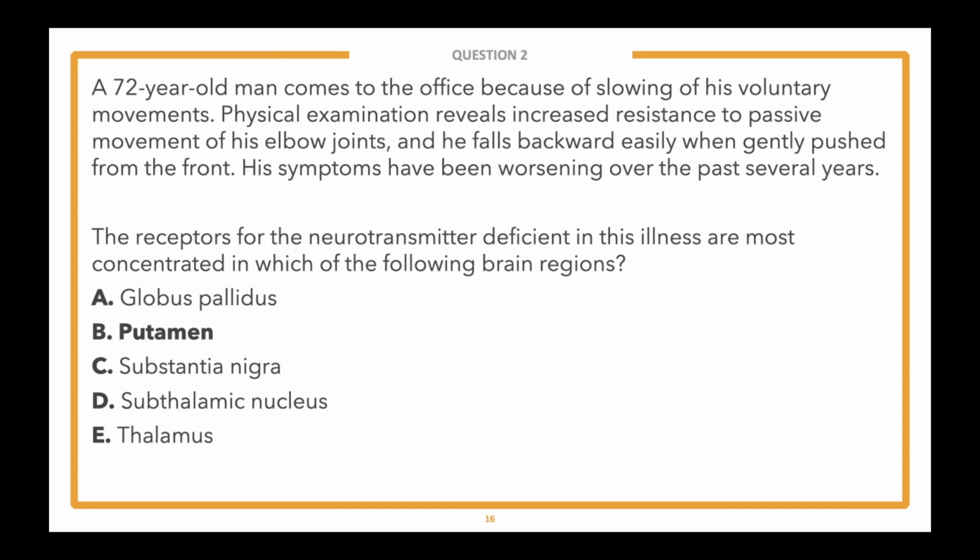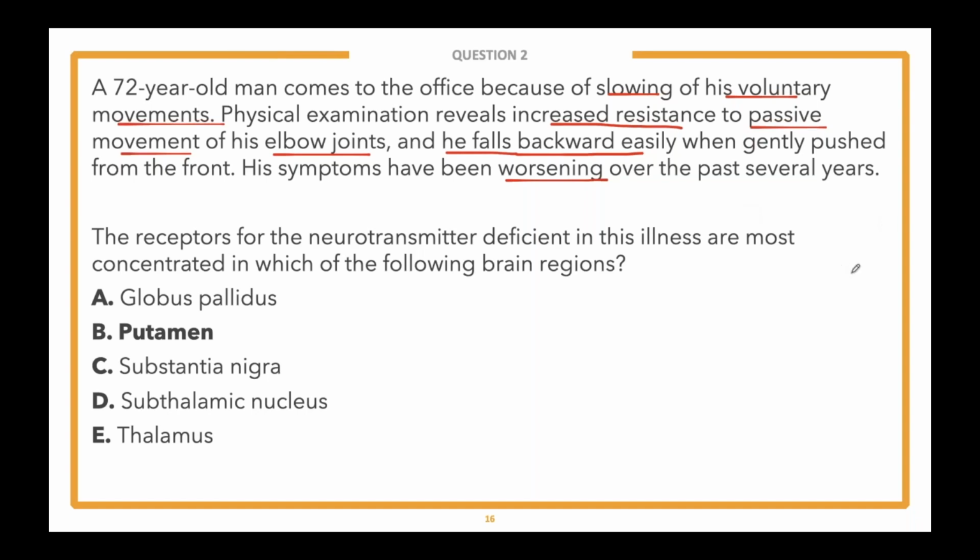So as you guys know, we're talking here about Parkinson's disease, right? And we have these clues because we know that he has slowing of voluntary movements and that he has increased resistance to passive movement of his elbow joints. He falls backward easily when pushed gently, and his symptoms have been worsening over the past several years. So remember, Parkinson's disease is a bradykinetic movement disorder, which means things slow down. And it's a result from degeneration of dopaminergic neurons of the substantia nigra.